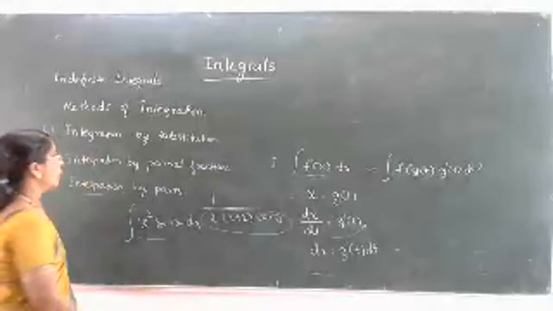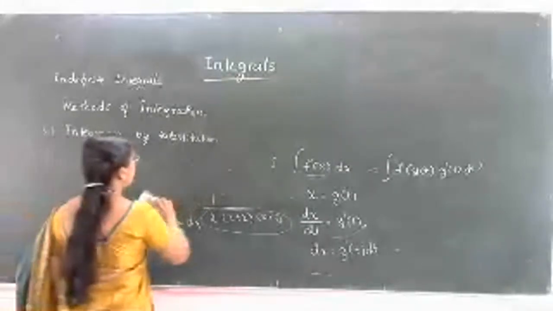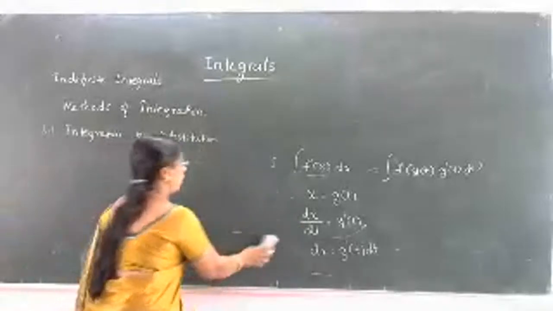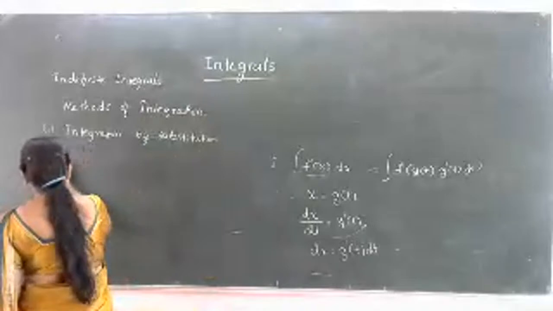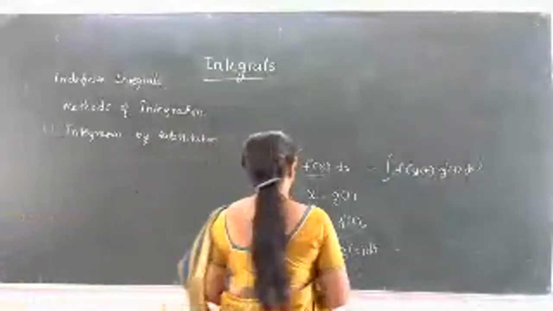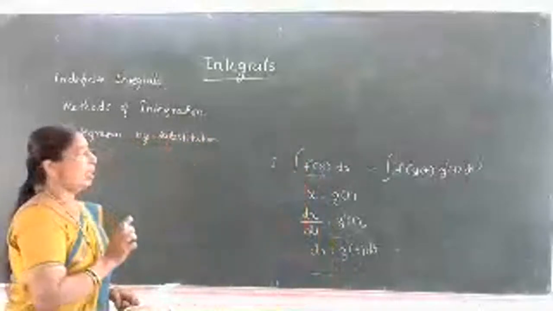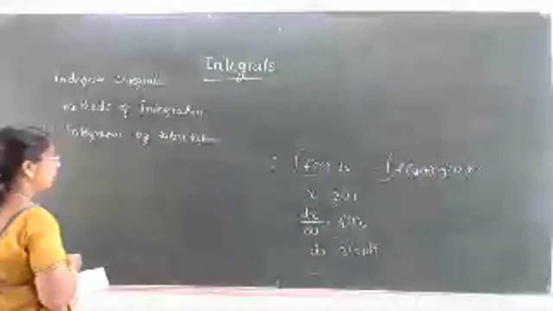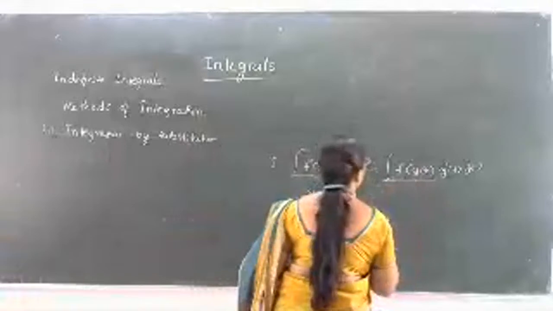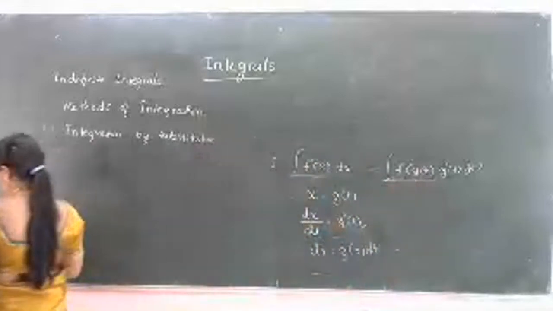Any type of integration, if a product is there, we use the method of integration by parts. First, we solve the problems on integration by substitution. In substitution, the independent variable is converted into another independent variable. Then we integrate it and again transfer back.